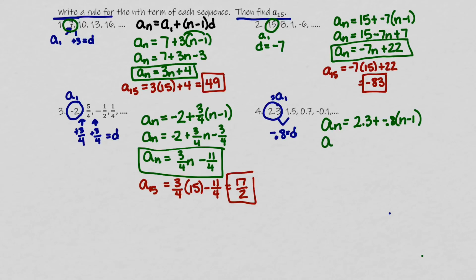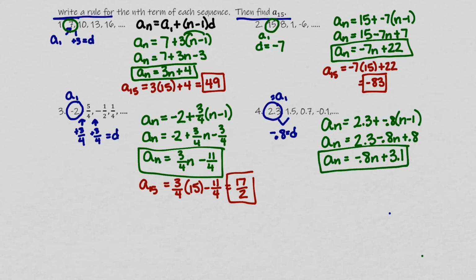Distribute the -0.8. And then collect like terms. -0.8n plus 3.1. There's my rule. And then I want the 15th term. -0.8 times 15 plus 3.1, and that equals a negative 8.9.